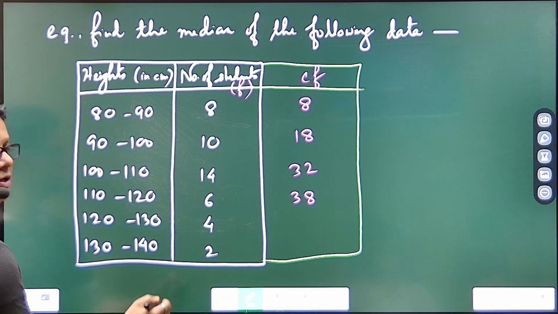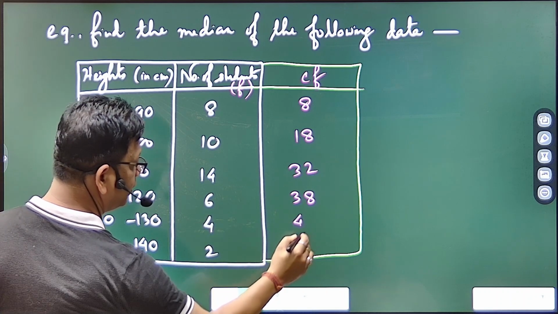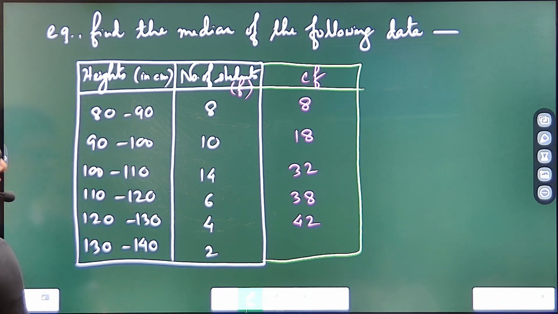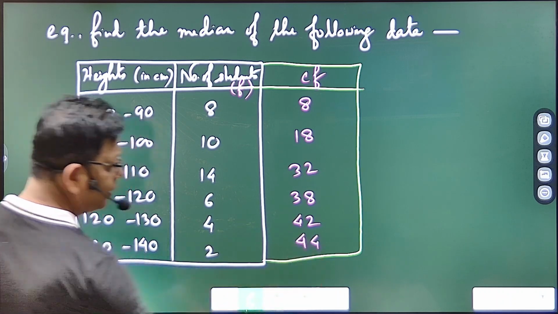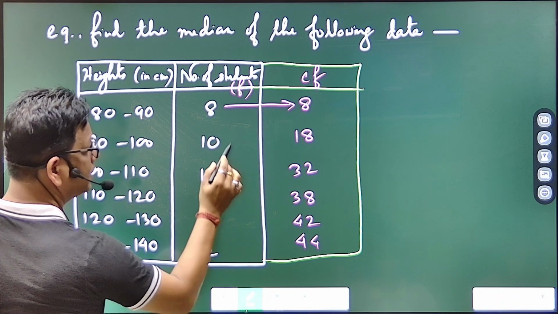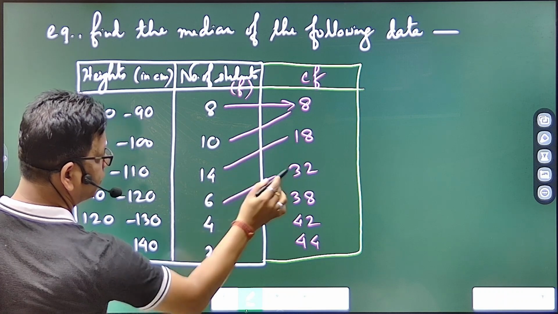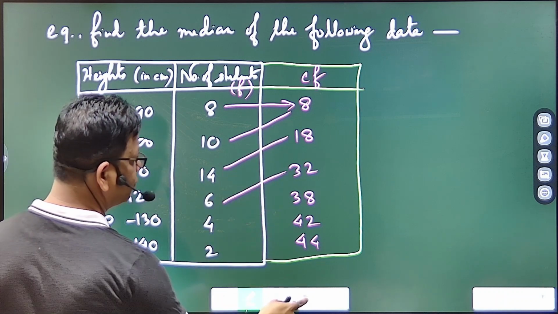Say what is the next number to be added? 4 and 38. Yes, 4 and 38 will be 42. Yes or no? Correct? And then 2 and 42, 44. Now, one thing, if you add it here, so understood now? This one as it is, then we keep on adding diagonally, and get a last number. So, 2 plus 42 is 44.